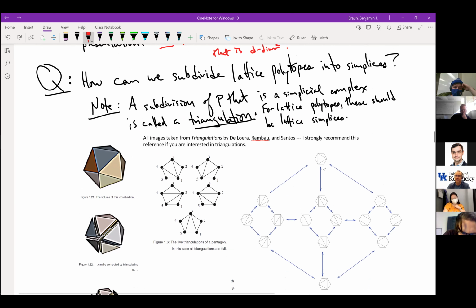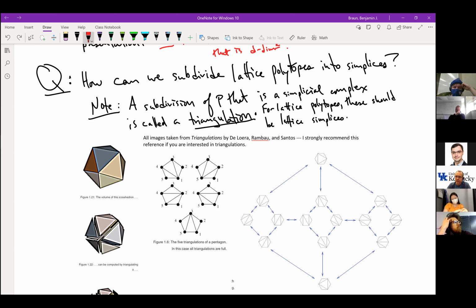So that leads to a second big guiding question, which is, how can we subdivide lattice polytopes into simplices? The most common subdivision, the one that we all want to think about, is a subdivision of a lattice polytope that's a simplicial complex, called a triangulation. And for lattice polytopes, these should be lattice simplices. In other words, you take a lattice polytope, you take all the lattice points inside, boundary and interior, and try to break the thing into lattice simplices in a way that the resulting triangulation is a simplicial complex. Okay. That's a triangulation.